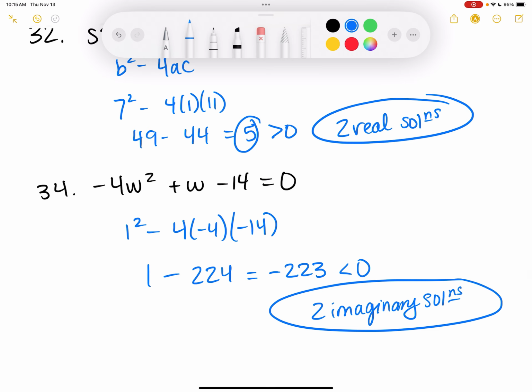Now, does that kind of make sense to you why it's that way? What would happen if this was in a radical? It would take out an i. So that automatically tells me I'm going to have 2 imaginary solutions, because i stands for imaginary. You can think about it that way as well, to help you without having to fully memorize it, but that's hopefully going to help you start understanding the process a little bit better.